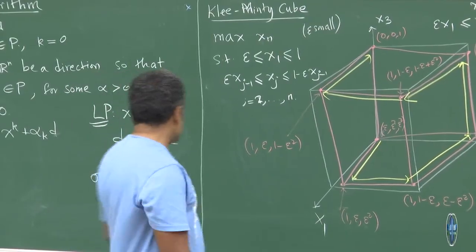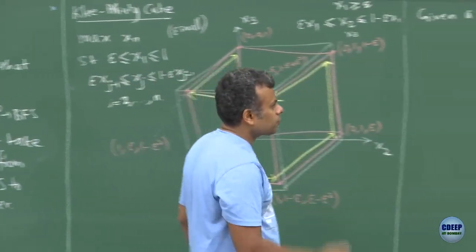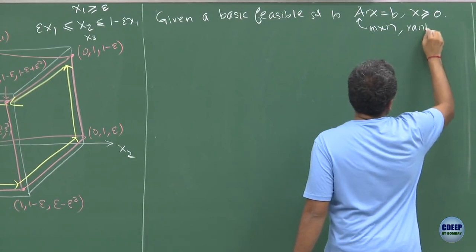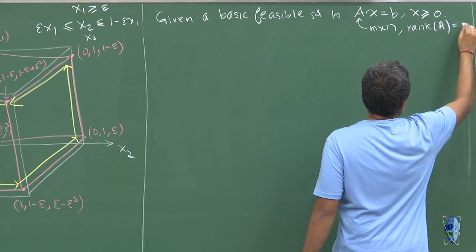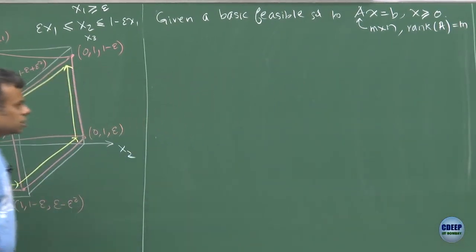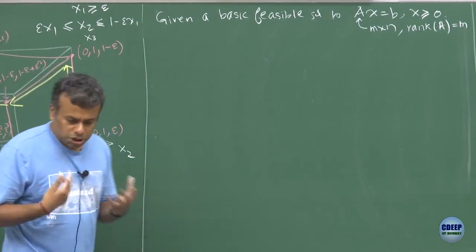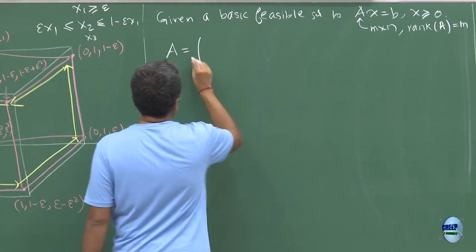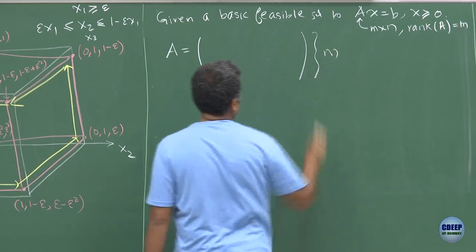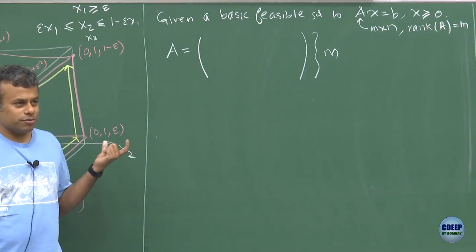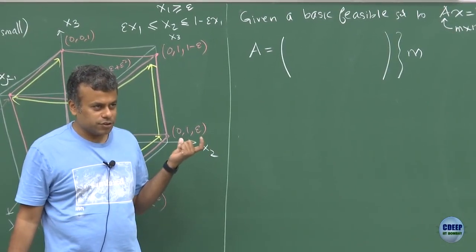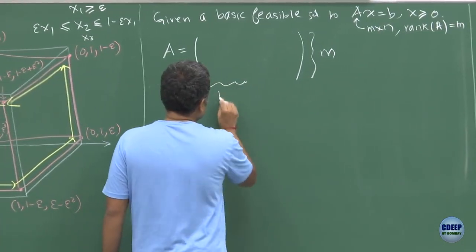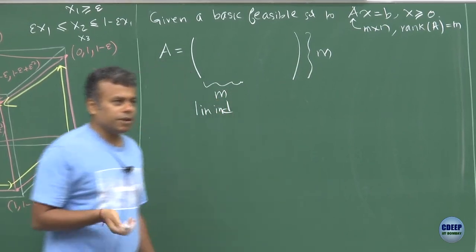So first, how do we write it? We saw how to write a basic feasible solution. A is an m by n matrix, where the rank of A is m. If I write this A matrix, it has m rows, and out of it I want to find m linearly independent columns. That's how I find a basic feasible solution. These are just variables, so I can permute them and assume that these m columns are linearly independent.